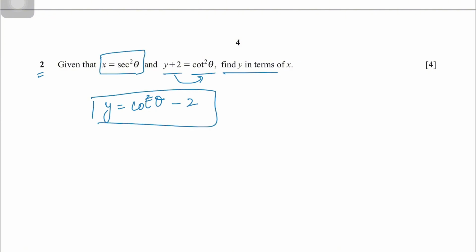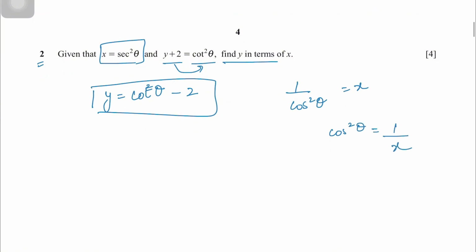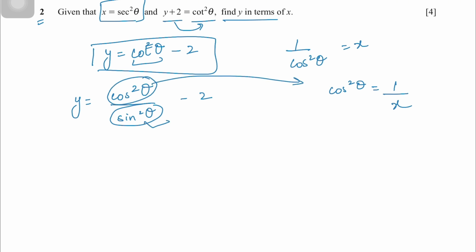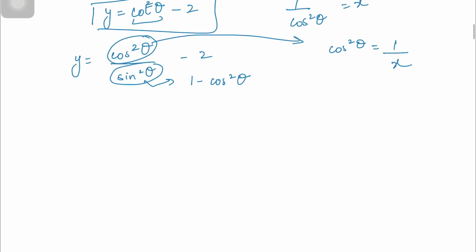Let's rearrange this a little bit. So x is 1 over cos squared theta, which means cos squared theta would be 1 over x simply. So we can write this as y equals cot squared theta, which can be written as cos squared theta over sin squared theta, minus 2. And we have this cos squared theta over here, and this sin squared theta can be written as 1 minus cos squared theta as our identity.